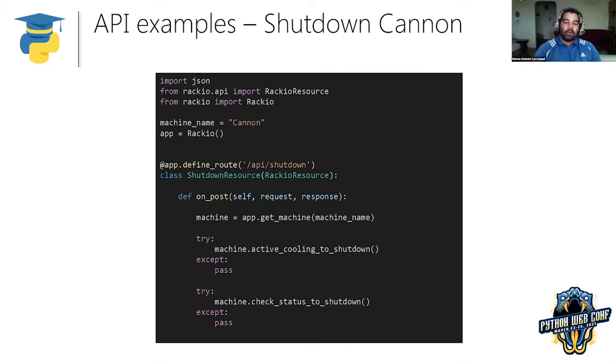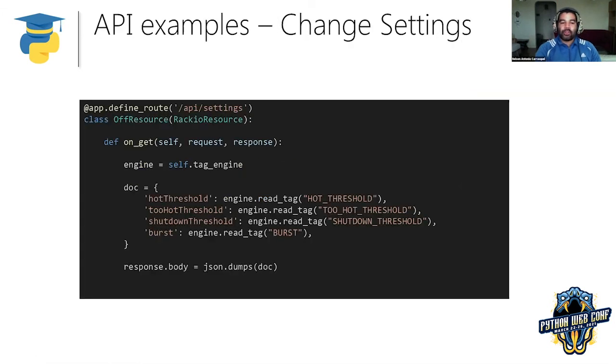So we can call the state machine that handles the cannon, and we could just activate this transition, active cooling to shutdown, or the check status to shutdown. That way we can tell the cannon, go to shutdown no matter what. We can also change the parameters. We can see the settings of the parameters, like the values for hot threshold, hot threshold on shutdown, threshold, even the burst counter.